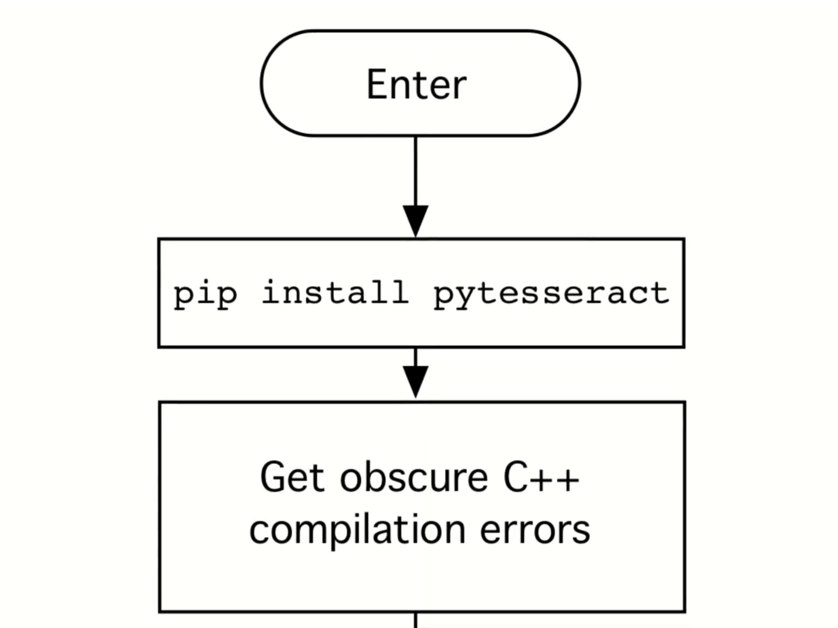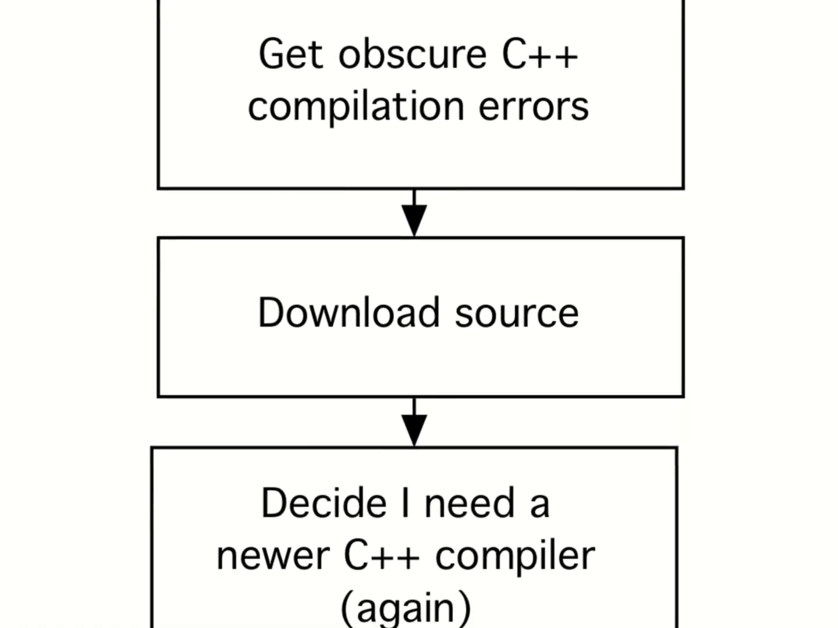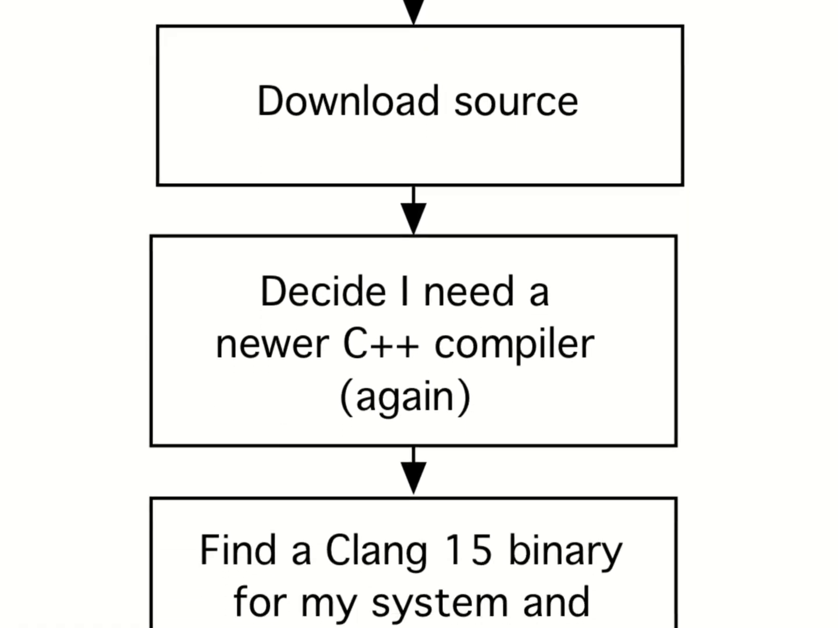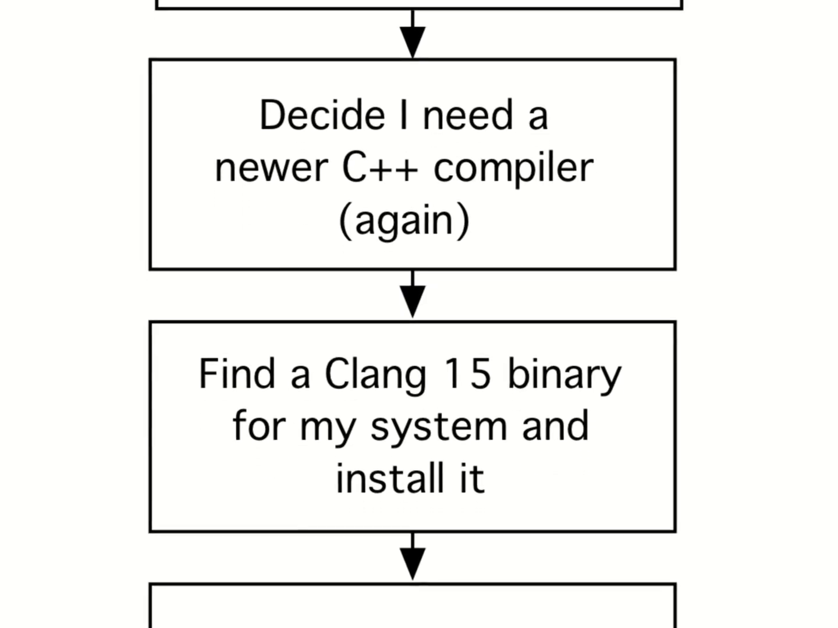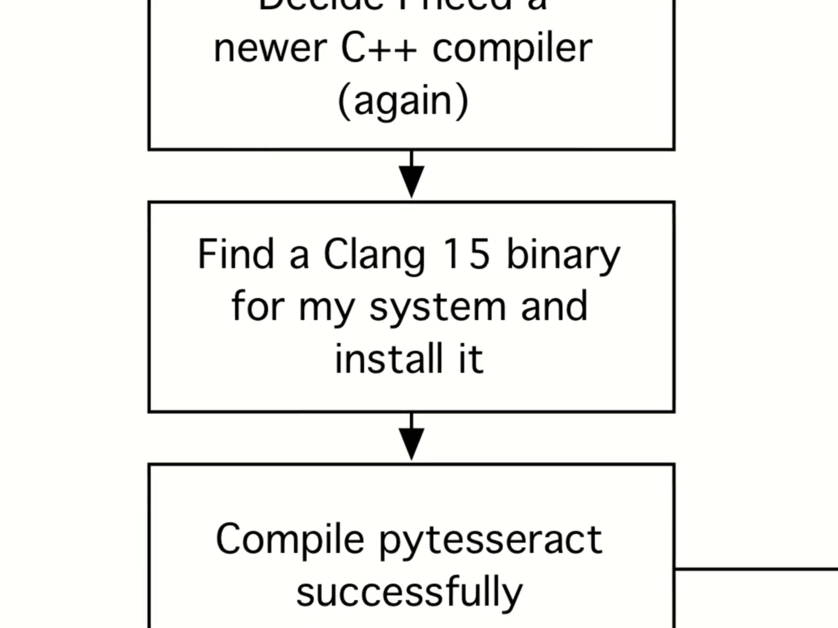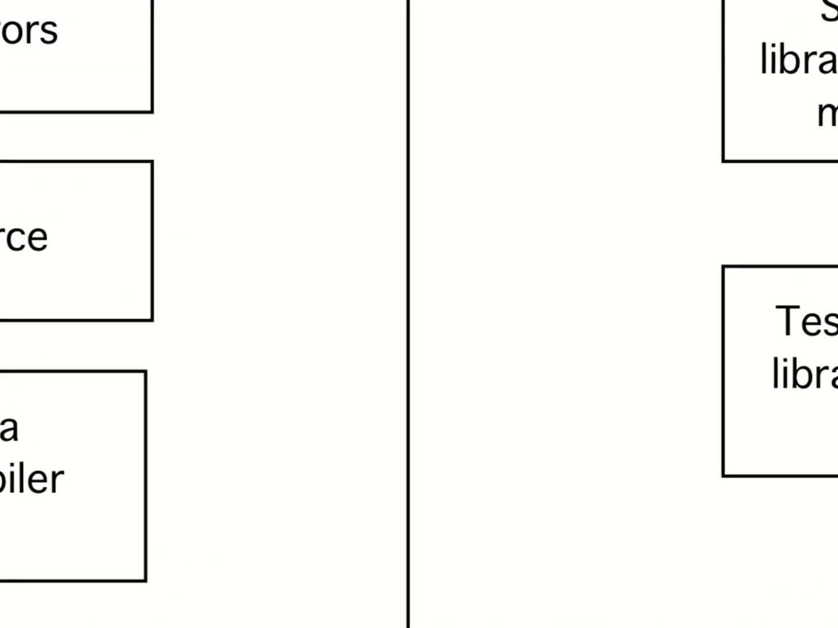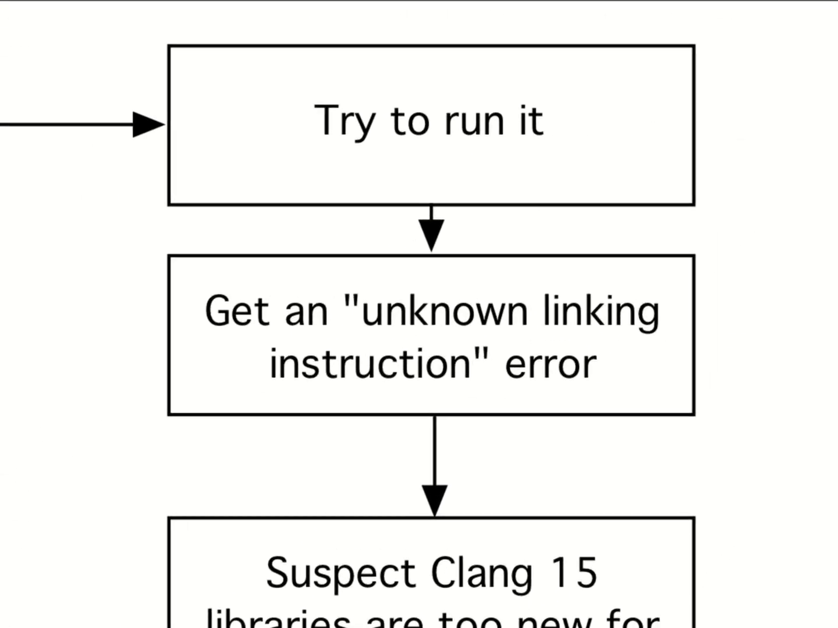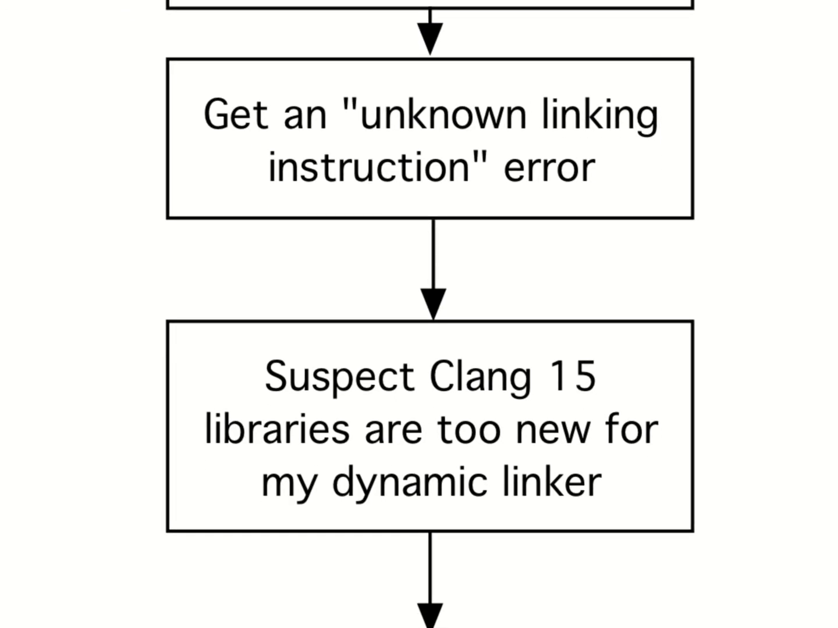My efforts to install it started out much the same way. I found I needed an even newer C++ compiler. This time I decided to go straight for the latest version I could find for my system, which turned out to be Clang 15. Using that I managed to get a successful compilation. But when I tried to run it I got an error from the dynamic linker about an invalid linking command. After pondering this for a bit, I figured what was going on was that my dynamic linker was too old to fully understand the libraries that came with Clang 15.